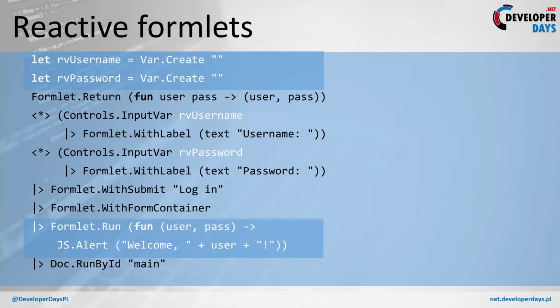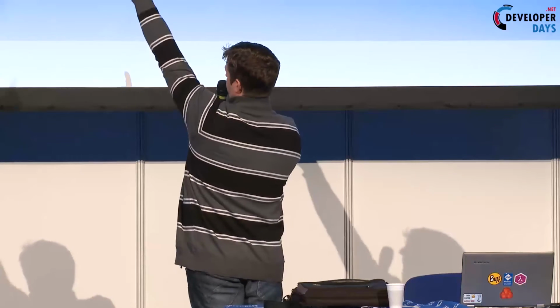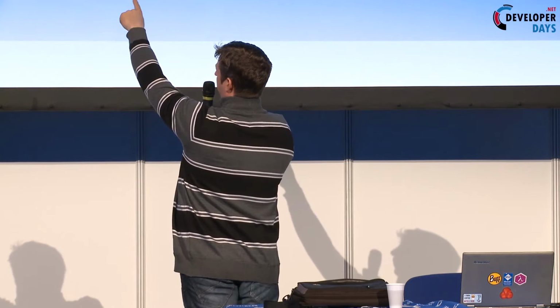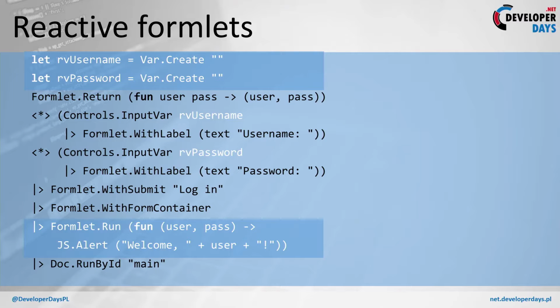Now, let's combine the reactive programming ideas and formlets. So this then arrives us at reactive formlets, which basically, if you remember from the previous slide how a formlet looked like, we have something like that here in the middle. But now we have these other lines. The first two lines basically establish two reactive variables, which are then bound to the input controls. So instead of using controls.input and whatever, we're using controls.input var, which is a function that allows binding that input control to a reactive variable.